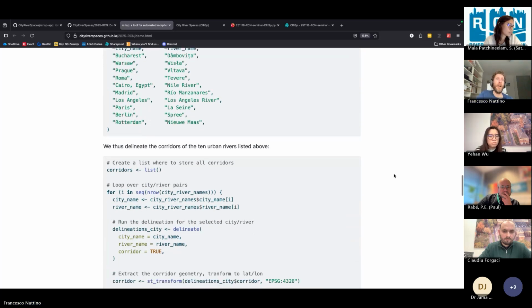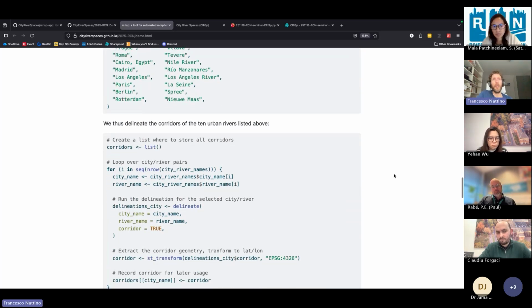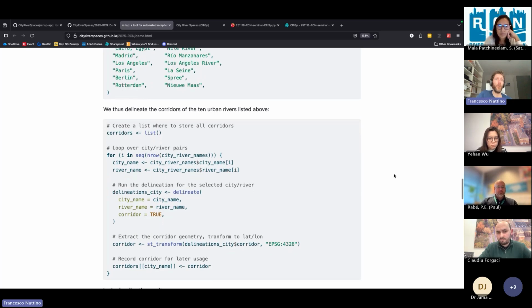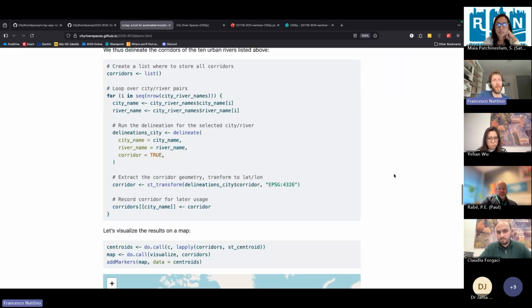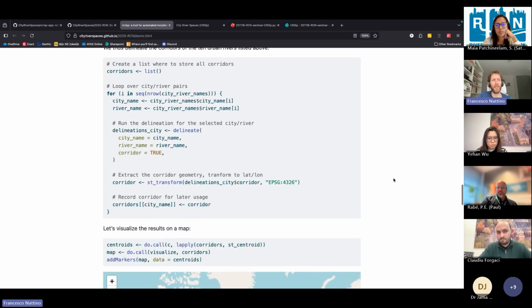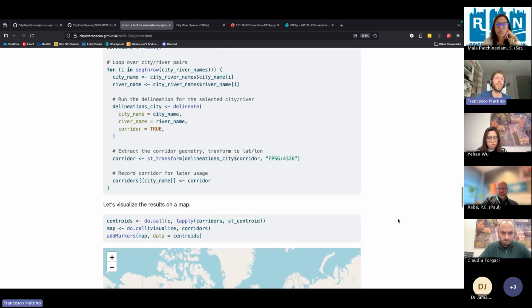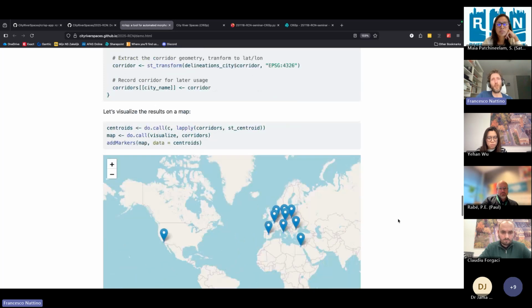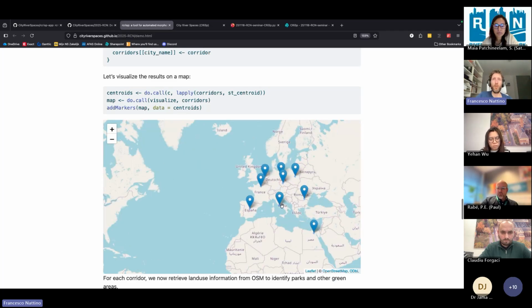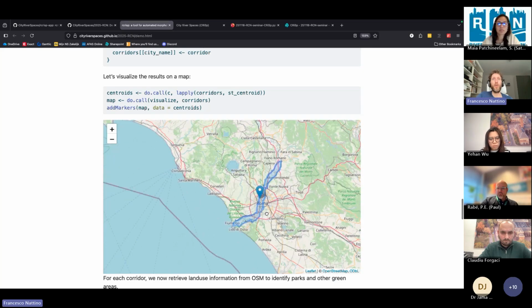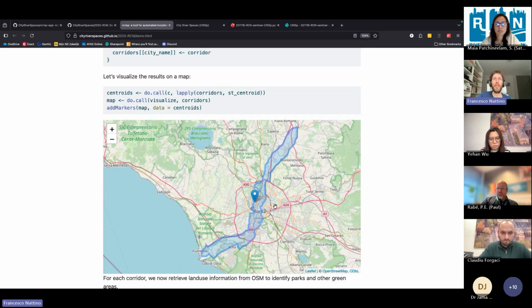We then carry out the delineation of the corridors for all these cities, and we will use this just next. Let me just show you how these corridors look on a bigger picture. So those are the 10 cities that we have considered, taken from the table above. So zoom into some of these cities, for instance, Rome. This is how the delineated corridor looks.